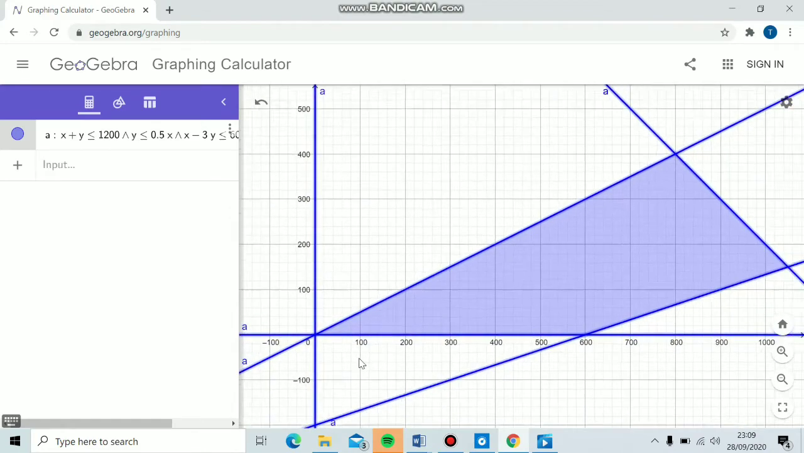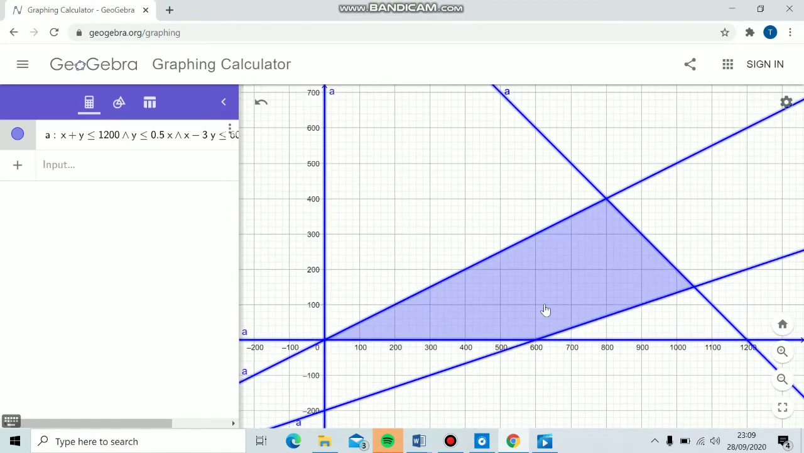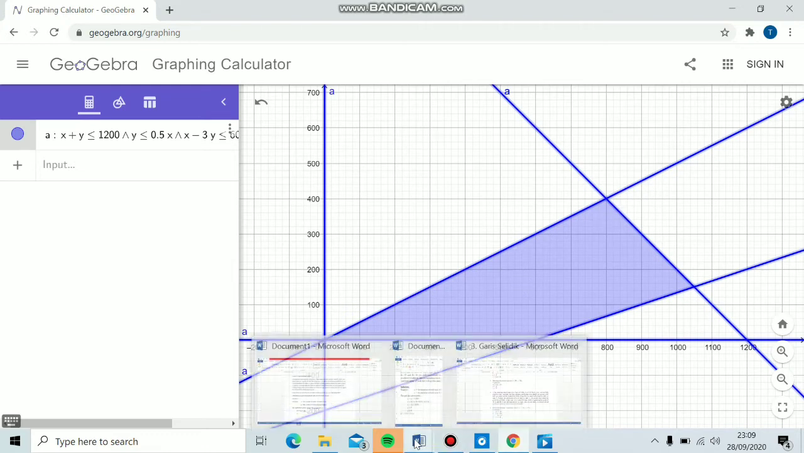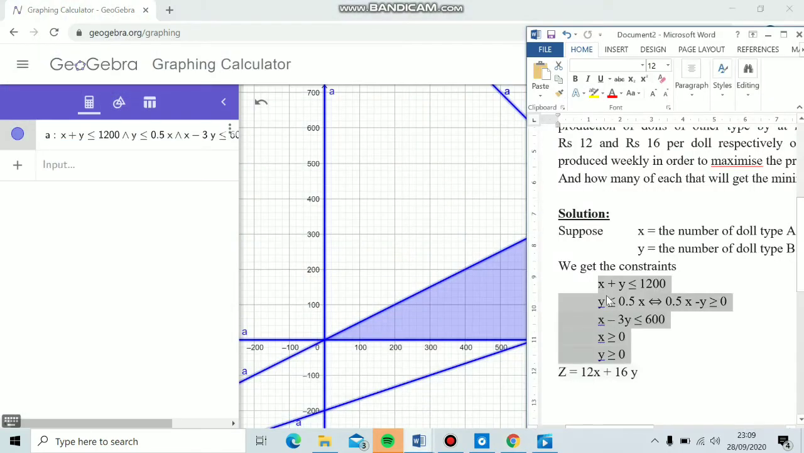Yes, like this. This is the feasible region, or the result area that satisfies the constraints. 5 constraints in here.